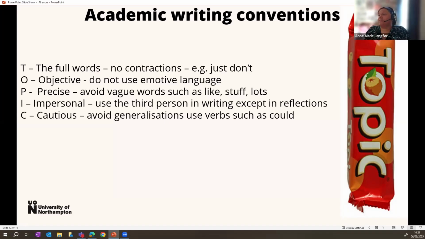So I taught the students through the topic checklist, and this is the slide that I use, and I spend a little moment nostalging about Topics for people in the UK. For those of you who don't know what I'm on about, it's a chocolate bar, but it was axed during lockdown. They stopped making them because people weren't eating enough of them. Sad times. Anyway.